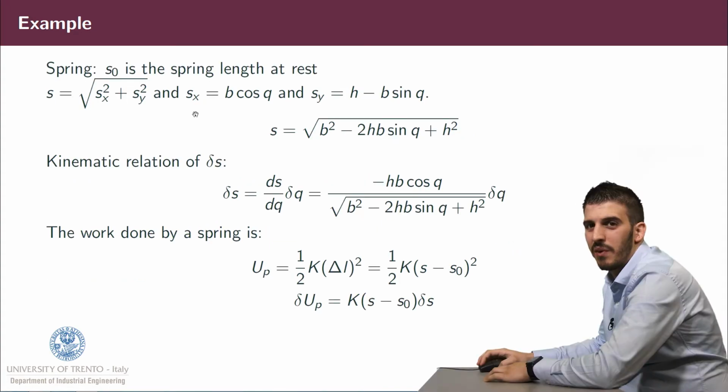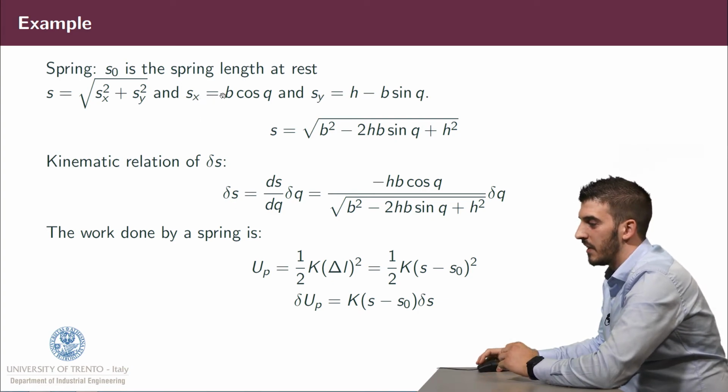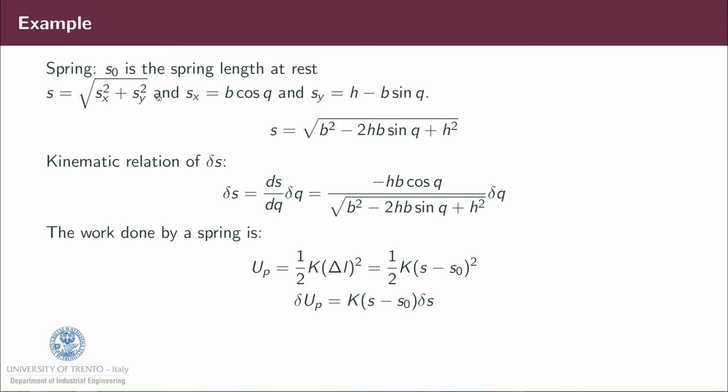For the spring, we can write down that the spring length at rest is S0. S is equal to the square root of Sx squared plus Sy squared. We can also define that Sx is equal to B cosine of Q and Sy is equal to H minus B sine of Q. So if we plug in those two definitions in the definition of S, we can write down that S is equal to the square root of B squared minus 2HB sine of Q plus H squared.